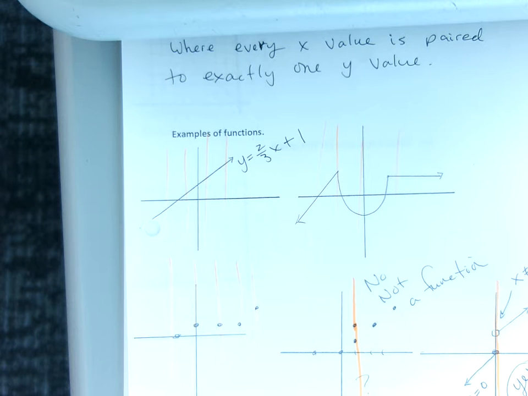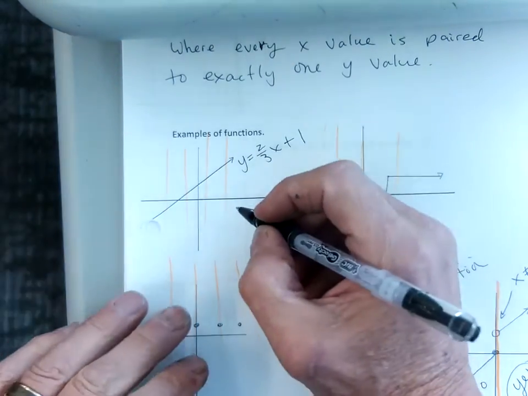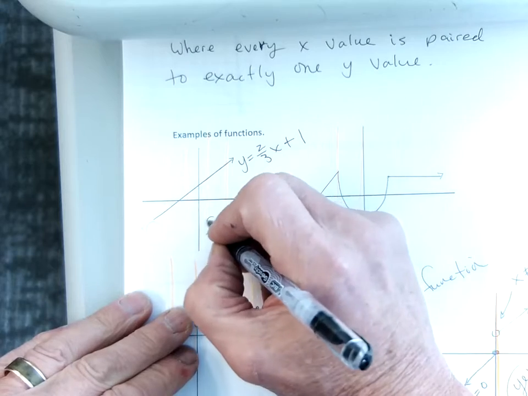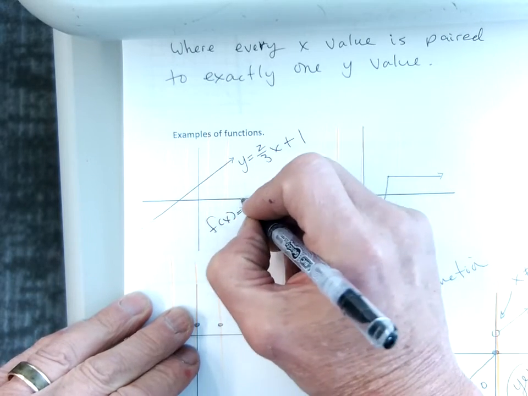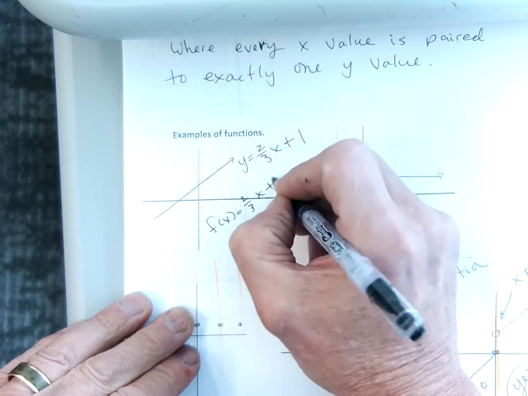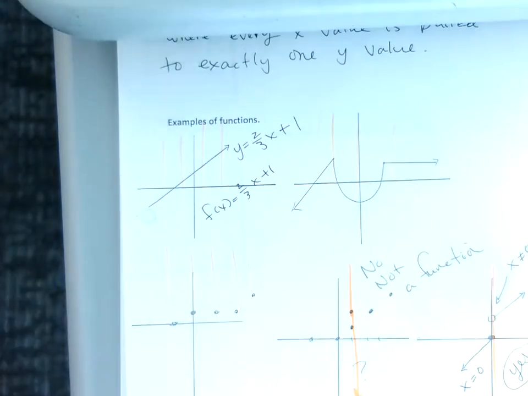So y equals 2/3 of x plus 1? Yeah, fine. But we could rewrite it. Instead of y equals, we could say, it is a function. Why not say, instead, f of x equals, right? It is a function. So we could say this is f of x equals 2/3 x plus 1, okay? Now, just about everything we do in here will be a function.